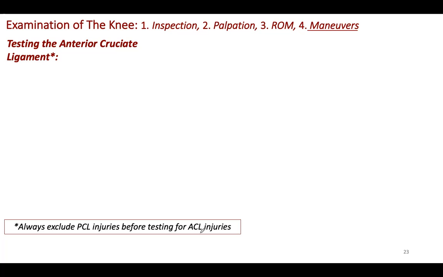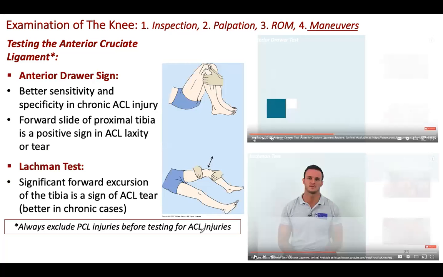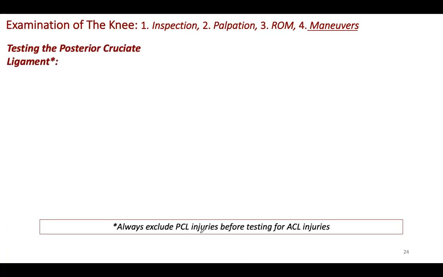Simply because if there is a posterior cruciate ligament injury, you will be unable to do the tests for the anterior cruciate ligament. And the patient might complain of pain when you do the tests for the anterior cruciate ligament. This pain is not coming because the anterior cruciate ligament is torn, but because the posterior cruciate ligament is torn. That's why we start first with the posterior cruciate ligament tests, and these are the posterior cruciate ligament tests.